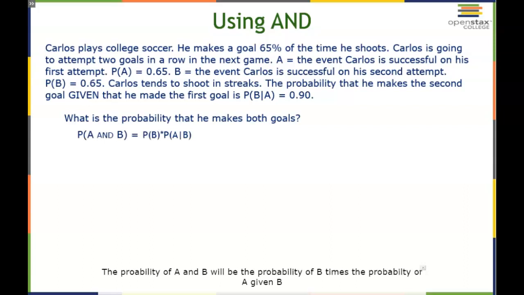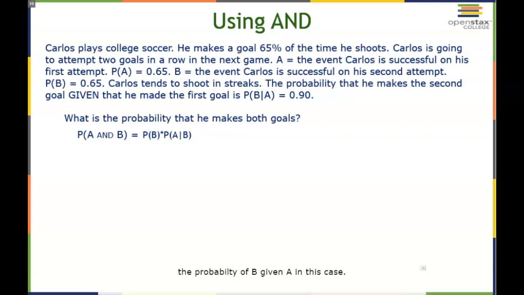The probability of A and B will be the probability of B times the probability of A given B. Because we don't have the probability of A given B, we need to rewrite the problem so we can plug in the information we are given.